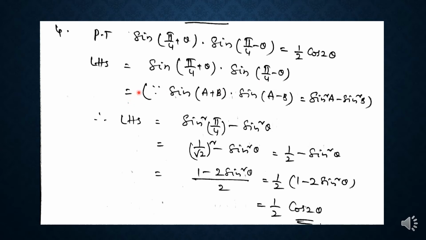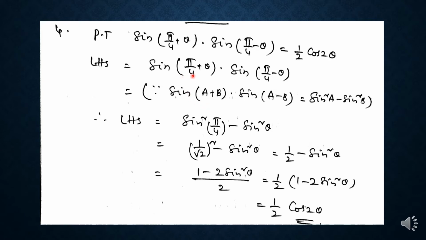So here, let us take A is equal to pi by 4 and B is equal to theta. Now this is in the form of sine of A plus B into sine of A minus B. So what is the formula for sine of A plus B into sine of A minus B? That is sine square A minus sine square B. In the previous class we proved this formula also, so we can apply this formula.